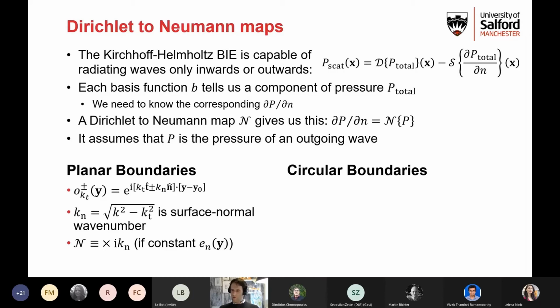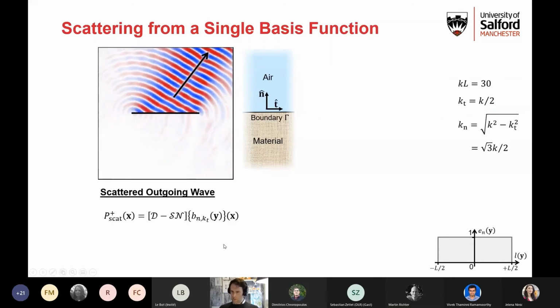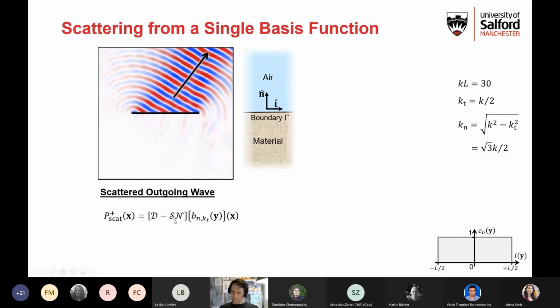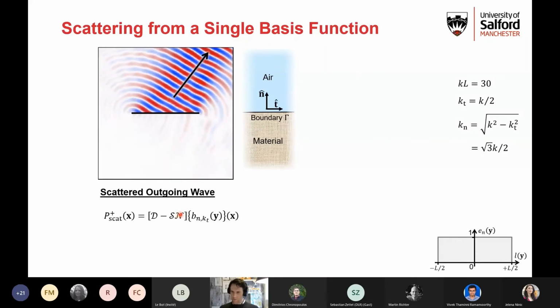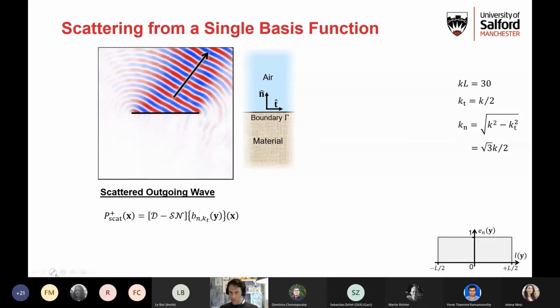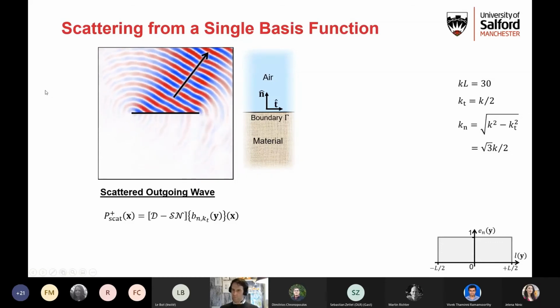For circular boundaries, it's kind of similar. I'm going to skip to the next slide. It's basically just more Hankel functions. So what do we see? Well, we set up a scheme where we have the dipole operator and then the single layer potential monopoles applied to the Dirichlet and Neumann map, which is going to give us the required dp by dn from the basis function. What you get is that the wave only goes outwards. So it's just going in this outward direction. So we're getting an outgoing wave.